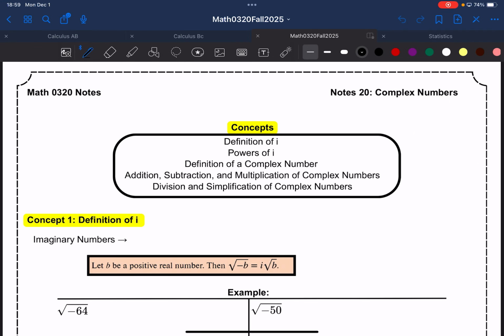Yes, so notes 20 is complex numbers. Remember I talked about before this great thing called imaginary numbers. I forgot that we introduced that topic in this course, but we're not going to go into depth. I'm just going to tell you this is what an imaginary number is. And then you'll get to do so much more of that in college algebra next.